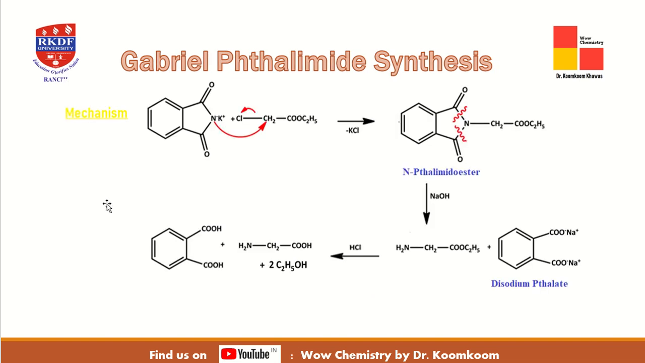Here is the mechanism. This nucleophilic nitrogen attacks on this carbon atom with the chloride ion acting as the leaving group, and we get N-phthalimido ester, which upon alkaline hydrolysis, shown over here, results in the formation of disodium phthalate and an amino ester from this portion. Then again, upon acidic hydrolysis, we get a molecule of phthalic acid and the desired amino acid.